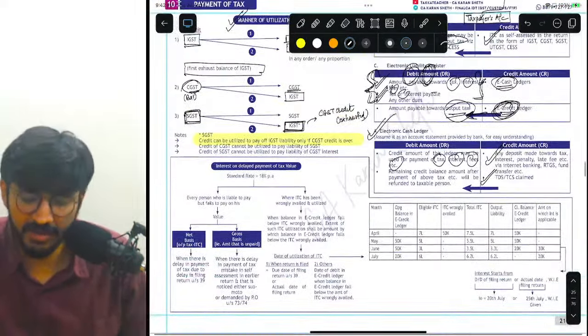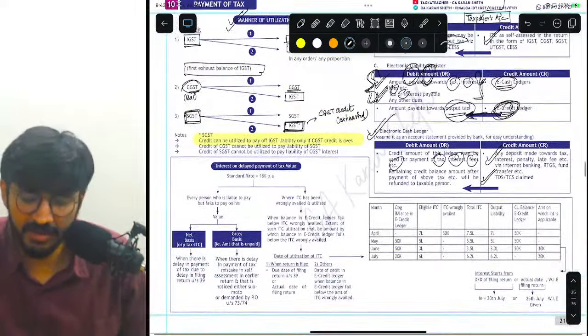Now, my dear friends, what happens is very simple. Where will I get the value? I will get the value from here. It can be either net basis or gross basis. Now, what do you mean by net basis? Net basis, my dear friends, is very simple. It says that listen, if there is a delay in paying of tax due to delay in filing of return.